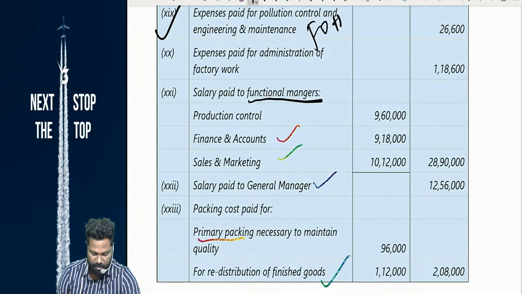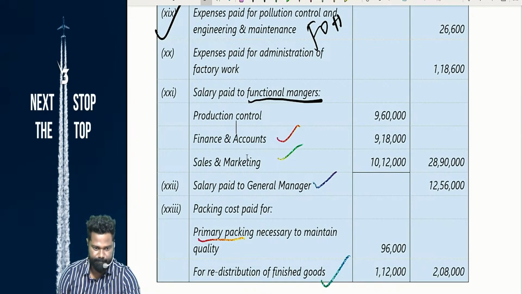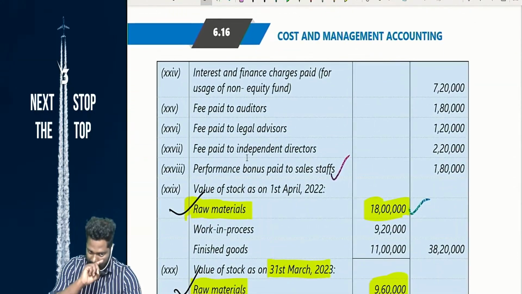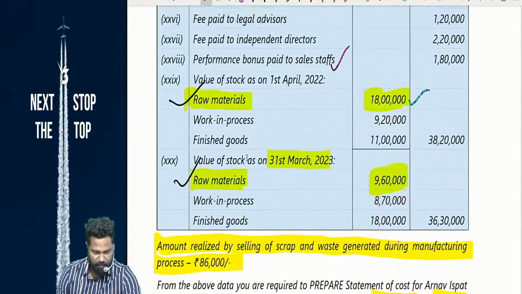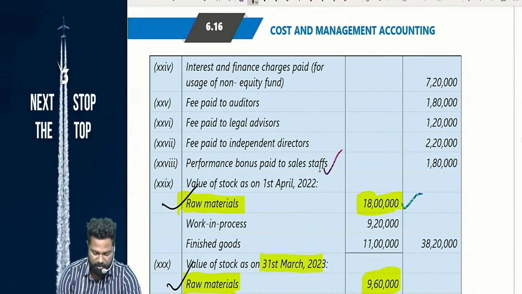Salary paid to general manager. Next, what items are there? One second. Okay. Check, are there any other items left out? Okay. Performance bonus paid to sales.